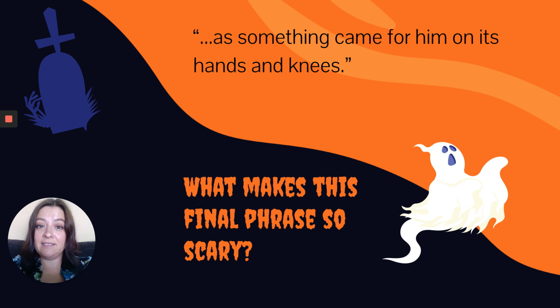Are you still here? If you are, I want you to just take another look at the very, very last line of this extract. Now, to me, this line is the scariest line of all. It says, as something came for him on its hands and knees. Gives me a shudder. Why do you think that I believe this to be the scariest line in the whole piece? What makes that final phrase so frightening? I want you to think of the imagery that's created, or perhaps the connotations of some of the words there.